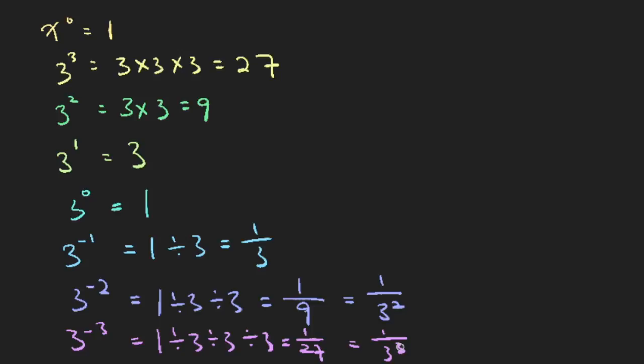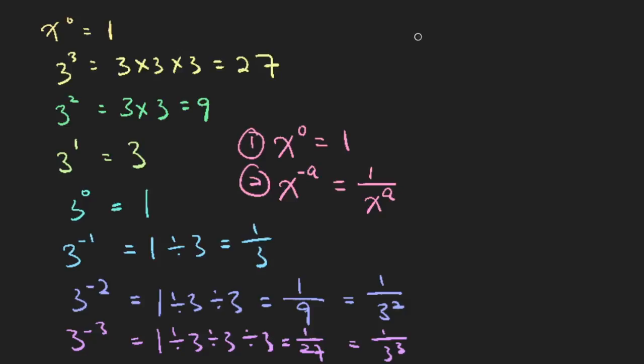So you can see a pattern here. Any number to the power of 0 is 1. That's the first rule. The second rule is any number to the power of a negative number will be 1 over x to the power of that number. So let's see if this works for negative numbers.